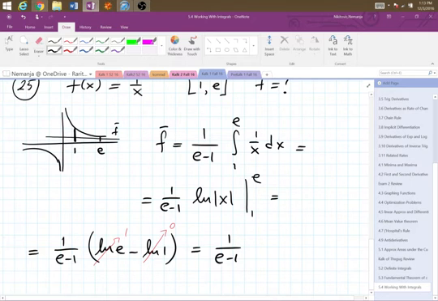I'm getting to the calculator, just want to compute this so that I can give you a problem to work on. And then office hours.